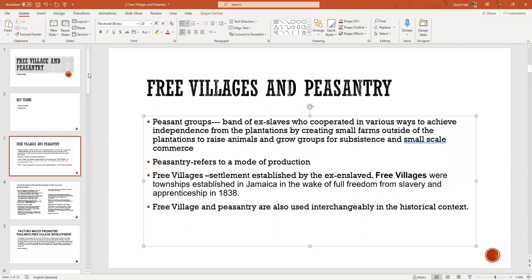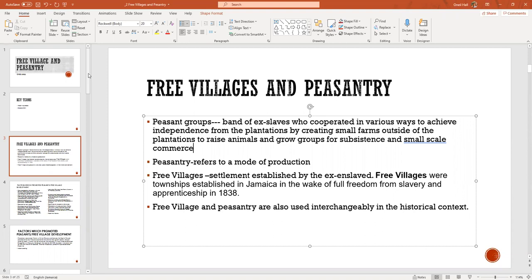All right. So we know for sure that peasants were ex-enslaved people, the former enslaved, or the freed people, who left the plantation and established small farms. Now, peasantry is a mode of production, right? Peasants is the name of the people who are involved in the mode of production, which is peasantry. You have a small farm where you grow food for yourself, but the excess food you use to sell. Peasantry is not only about small farming, because some peasants reared animals, some were involved in fishing, and some were involved in craft. So we have peasants, peasantry.